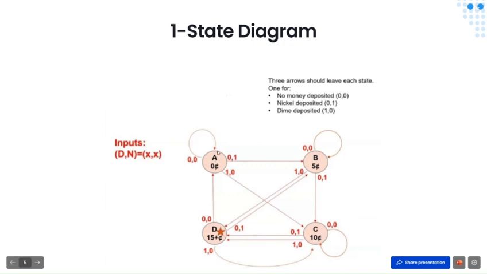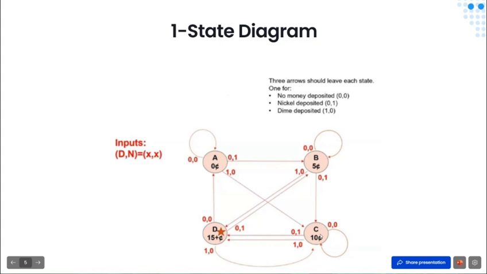In the first state, after a clock cycle, if no money is deposited, it stays in state A. If a nickel is deposited, it goes to state B. If a dime is deposited, it goes to state C. Similarly, if no money is deposited, it stays in B in case of state B. If a nickel is deposited, it goes to state C, and if a dime is deposited, it goes to state D.